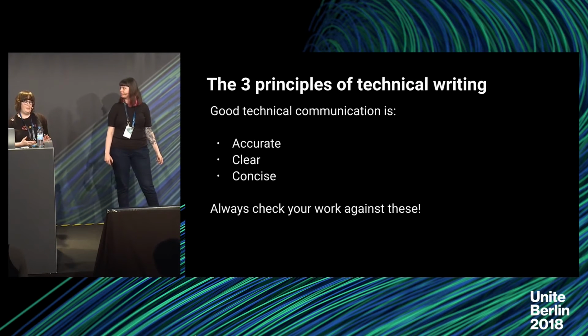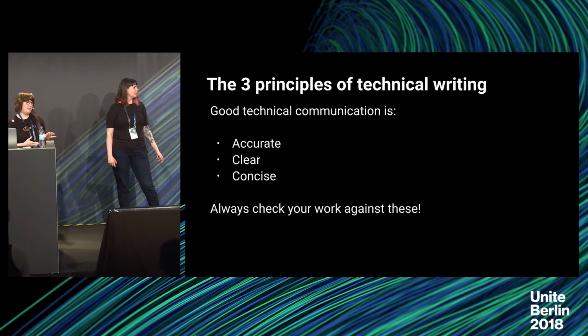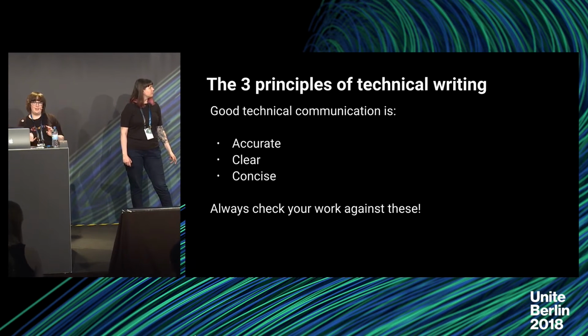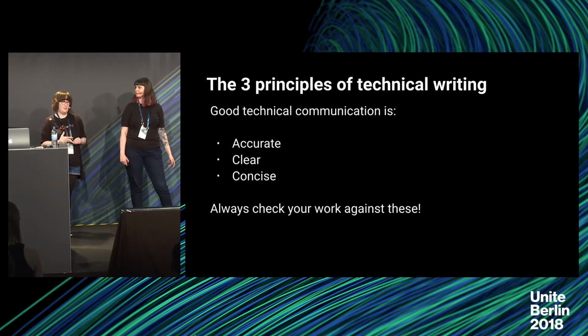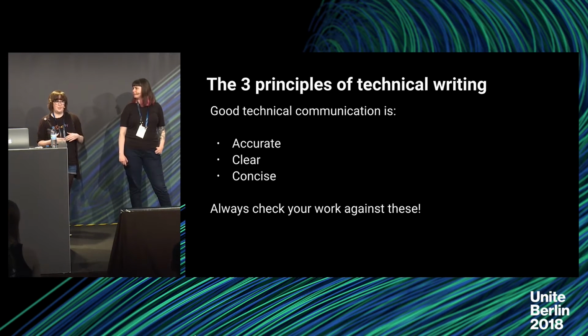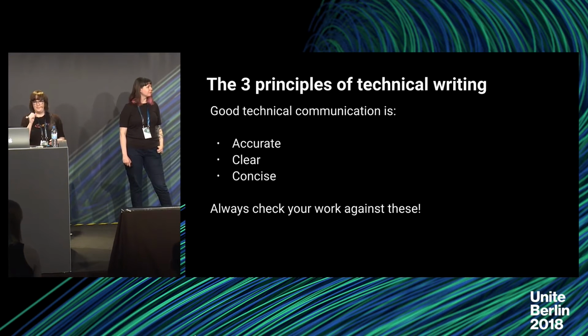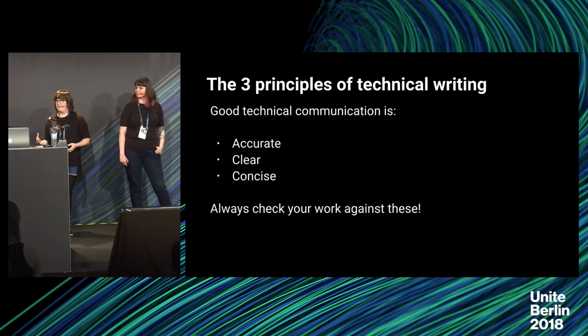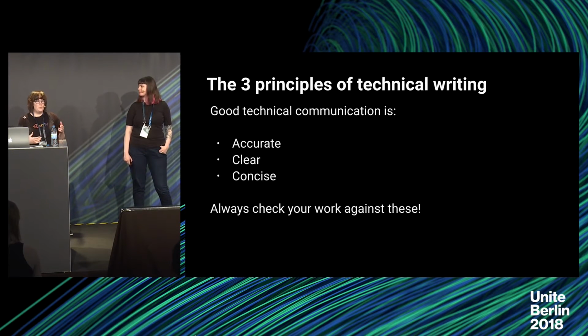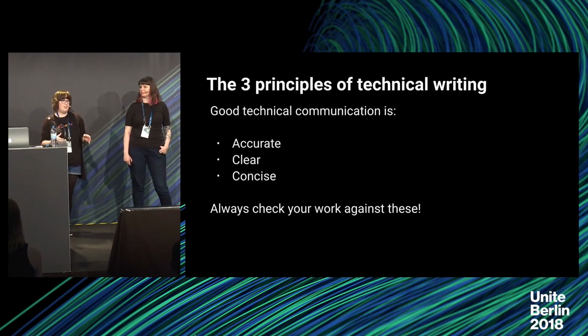So, the 3 key principles of any technical communication are accuracy, clarity, and conciseness. And each of those is important for a different reason. Accuracy is the most obvious. If your user has the wrong information or they don't have all the information, they can't use it. When we talk about accuracy, we also mean completeness, and we also mean precision. The information you provide needs to be correct and complete.